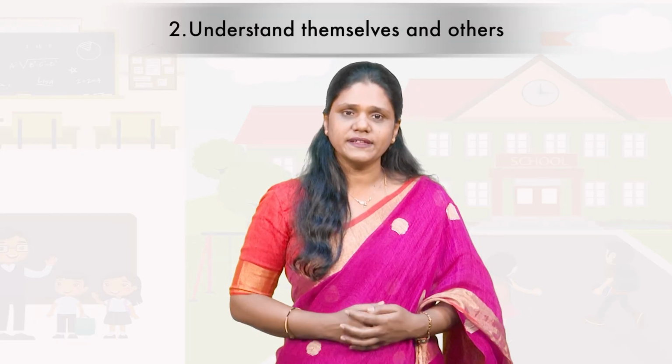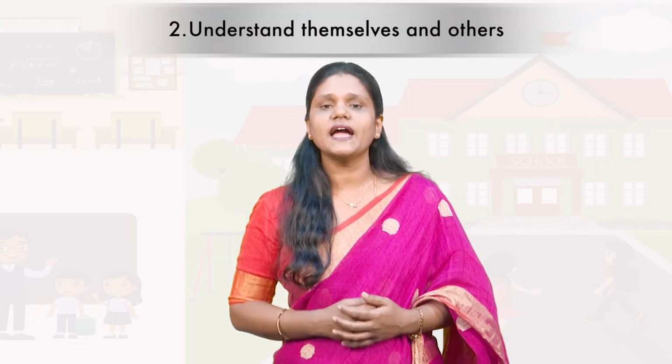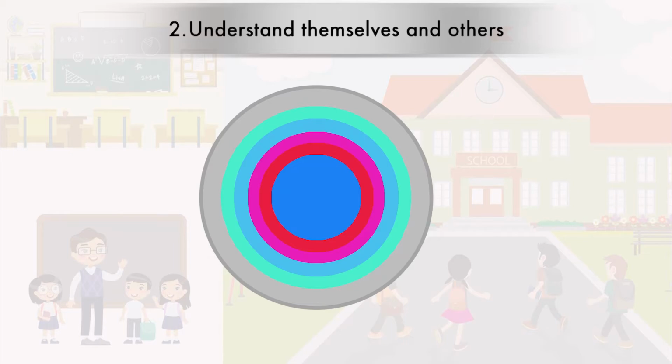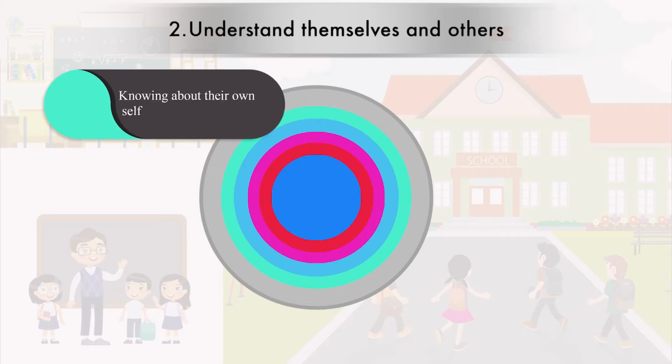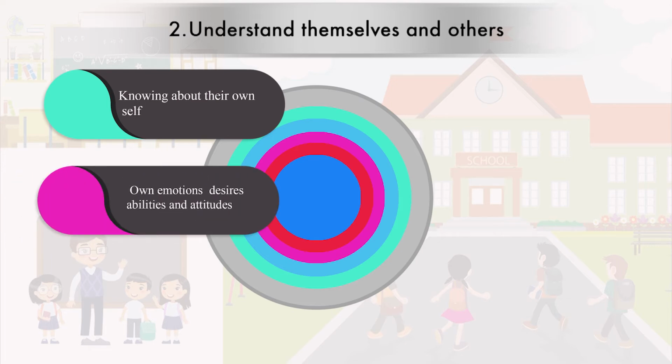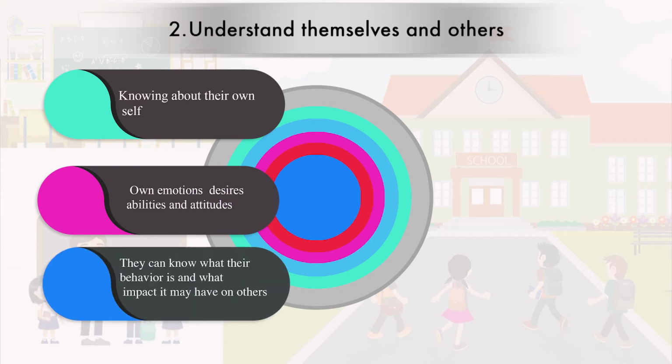The second point is understand themselves and others. Understanding themselves is knowing about their own self. School counselors should understand their own emotions, desires, abilities, and attitudes. It is very important to understand themselves as they can know what their behavior is and what impact it may have on others.